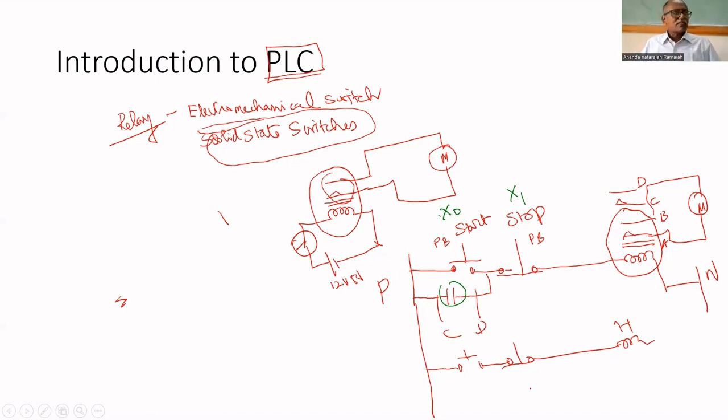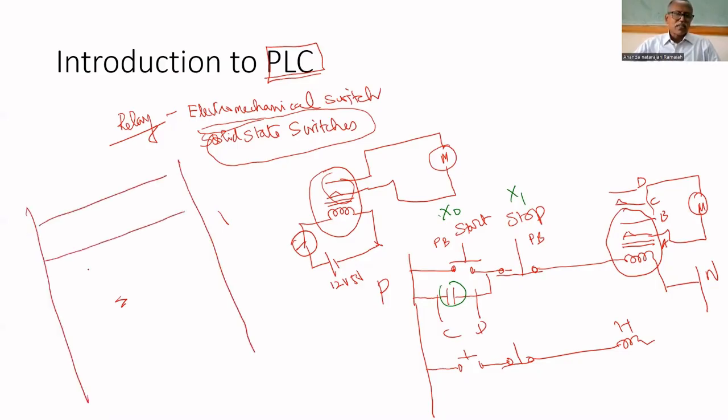If you look at this circuit, it looks like a ladder. Why? The circuit has one side phase and another side neutral. First circuit, second circuit, third circuit, fourth circuit. It looks like a ladder. That's why this type of programming, this type of circuit, is called a ladder logic circuit.